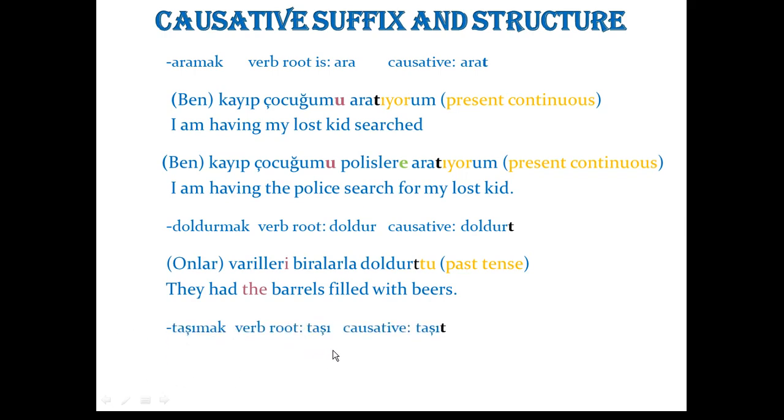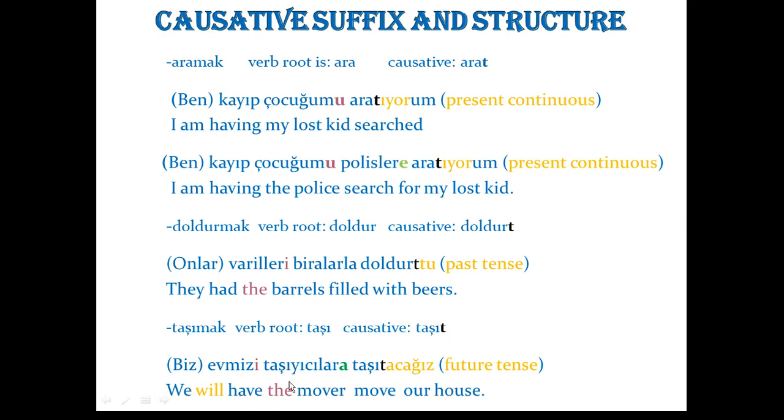Taşımak, the verb root is taşı, the causative structure is taşıt, ending with a vowel. Biz evimizi taşıyıcılara taşıtacağız, future sense. We will have taşıyıcılara, the movers, taşıtacağız, move, evimizi, our house. So evimizi takes the accusative suffix.